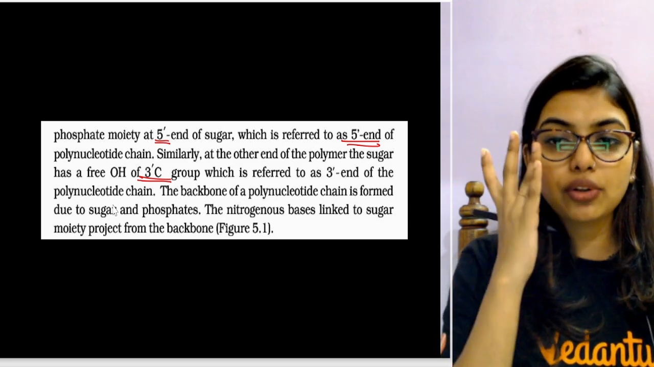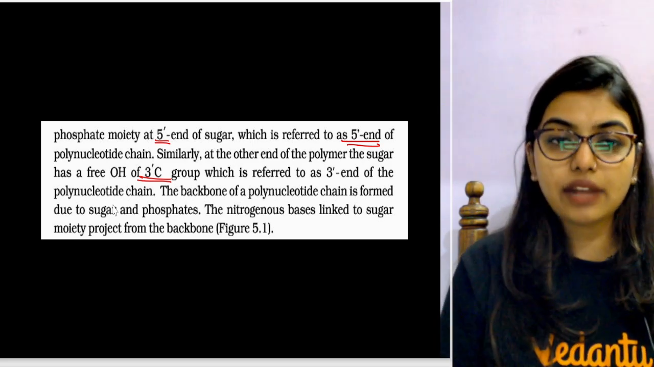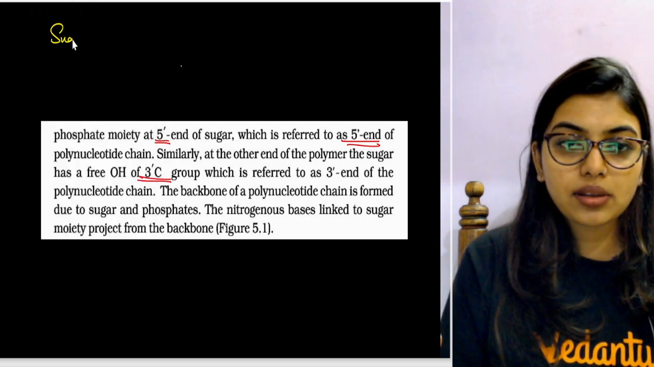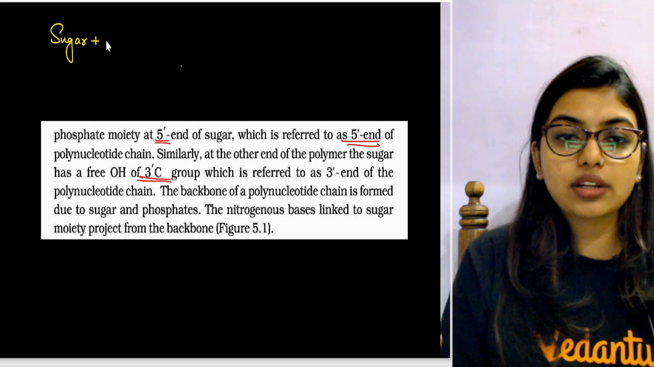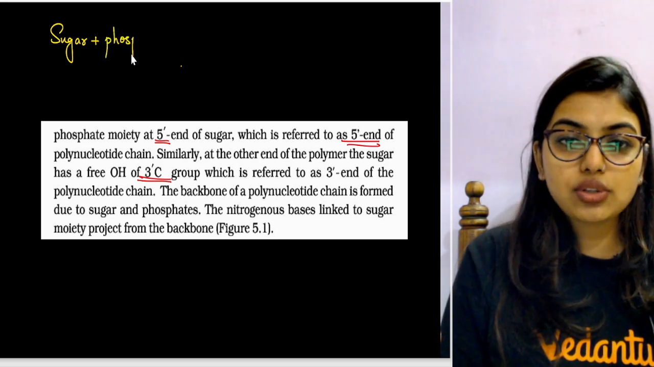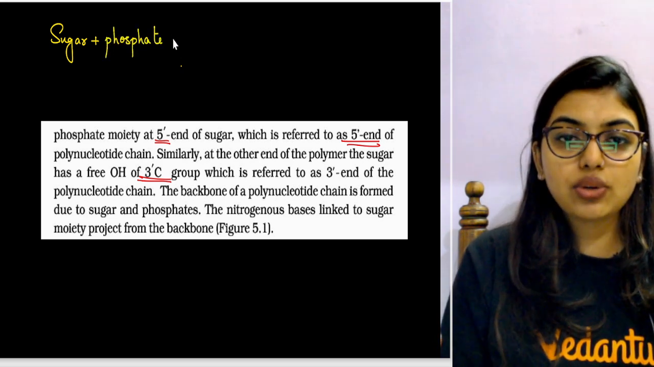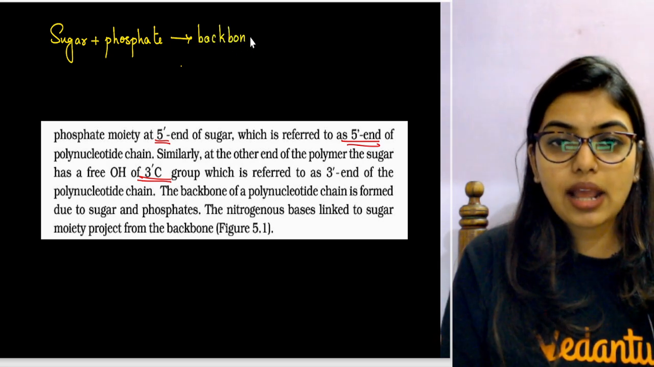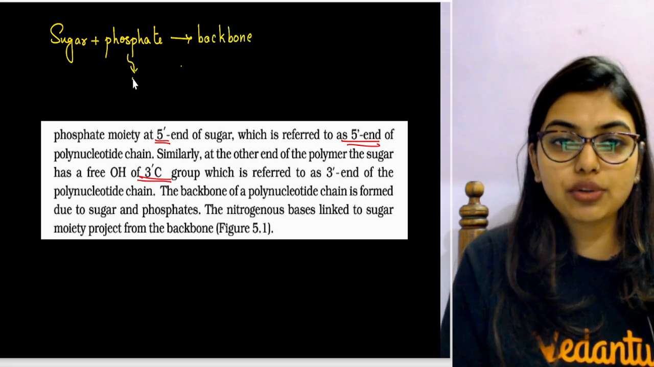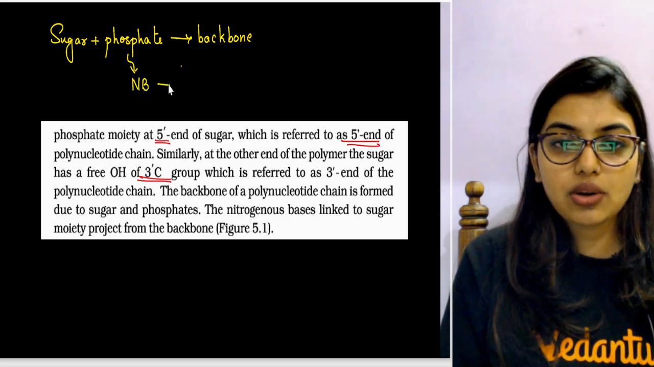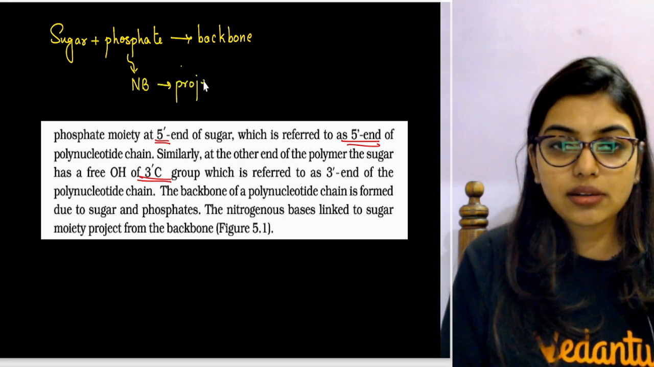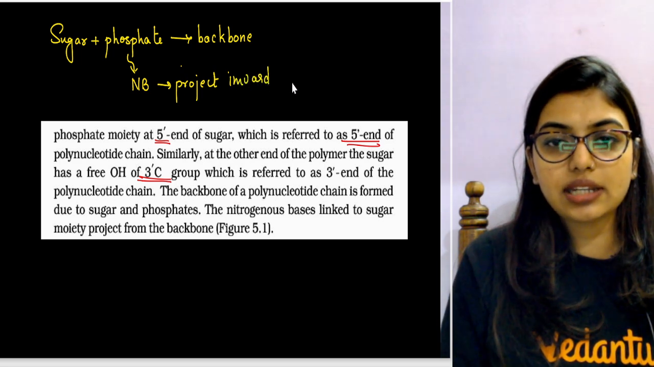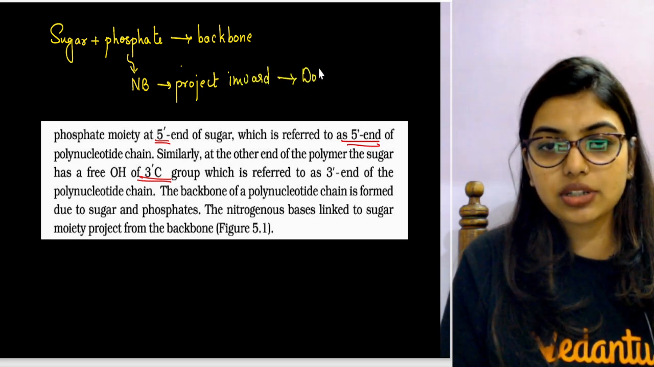Okay, the backbone of the nucleotide is formed due to sugar and phosphate. So as I told you, don't get confused with nucleoside and backbone. Sugar and phosphate are going to form the backbone, and the nitrogenous bases are going to project inwards and make sure that the structure stays intact. Okay, the double helical structure is formed.